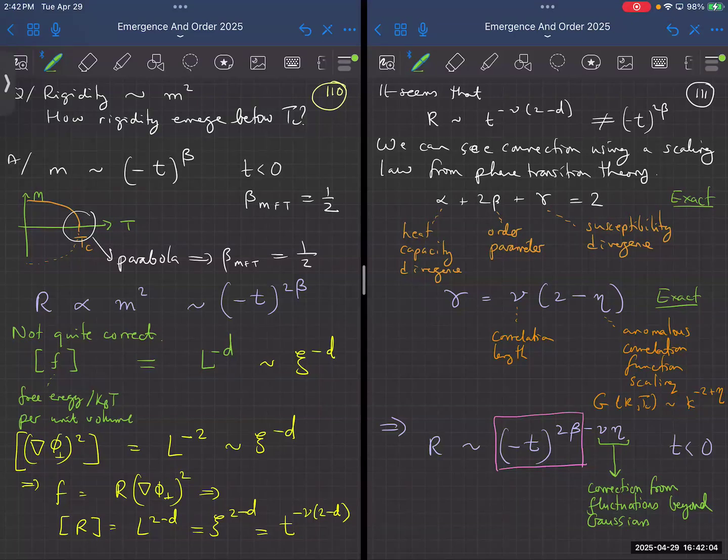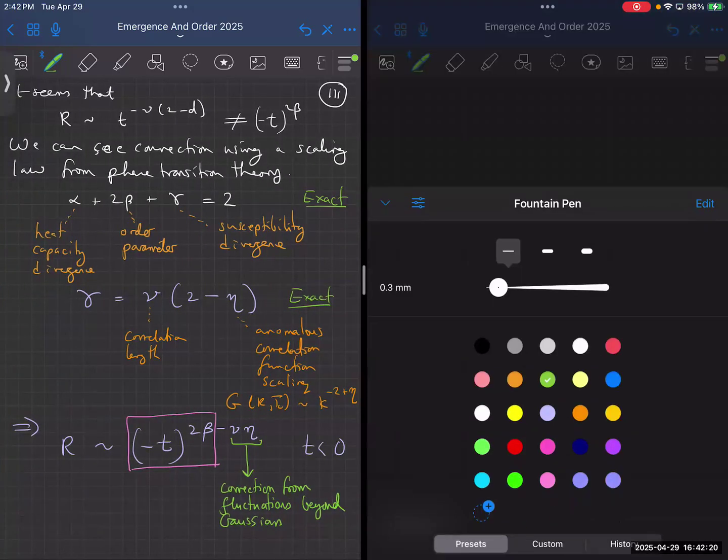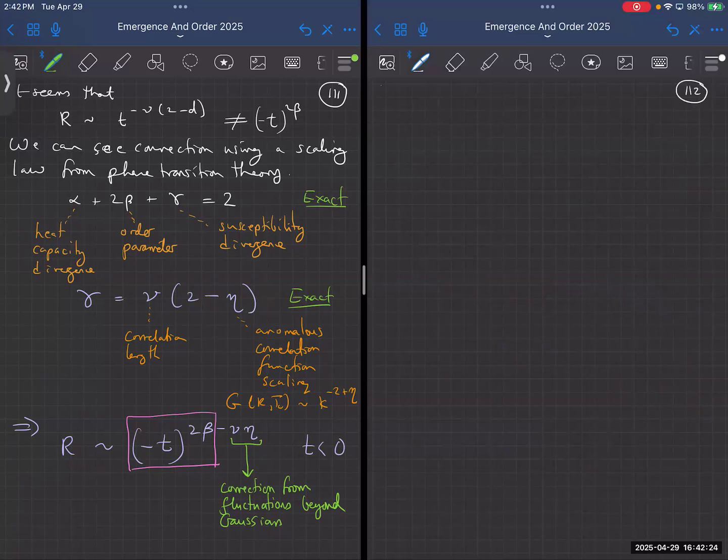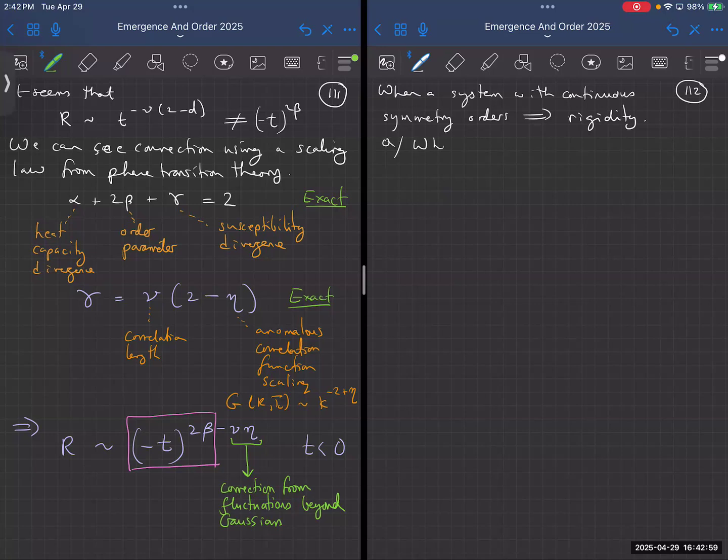Okay, so now we've learned how order emerges, and now what I want to discuss is the lower critical dimension of systems with a continuous symmetry. So when a system with continuous symmetry orders, then it gives you some sort of rigidity. So now we want to ask, what is the lower critical dimensionality?